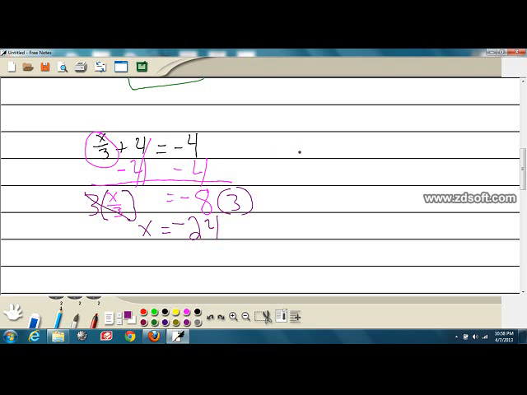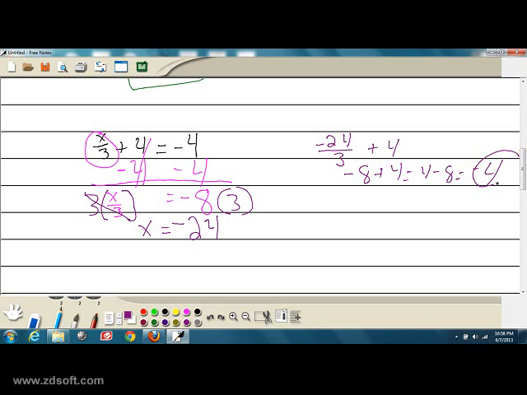So once again, let's go ahead and plug this in. So we have negative 24 divided by 3 plus 4. Well, negative 24 divided by 3 is negative 8. Negative 8 plus 4 is the same thing as saying 4 minus 8, and that is negative 4. So this is the same as this, so we are good. So negative 24 is my answer.